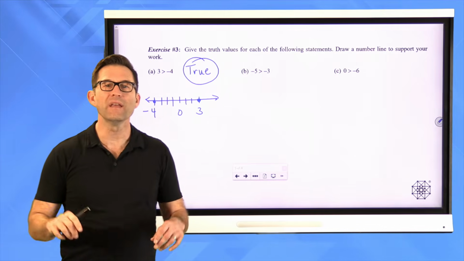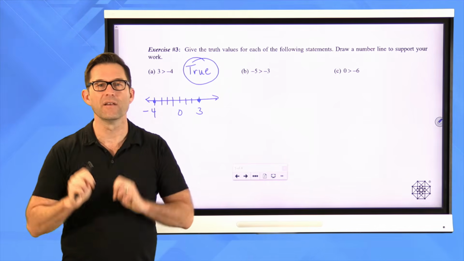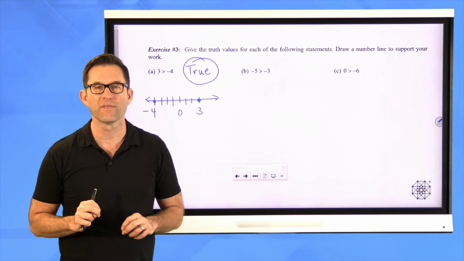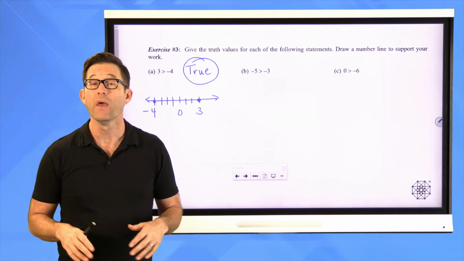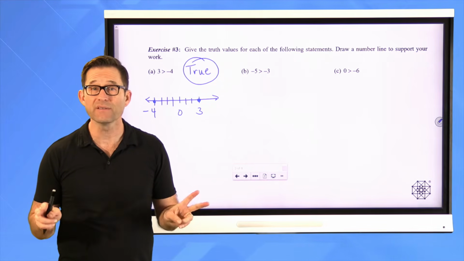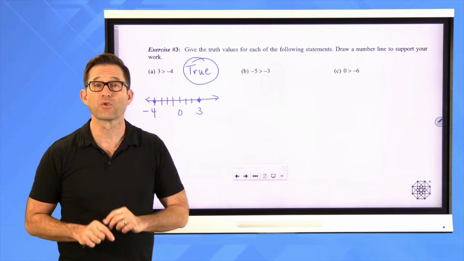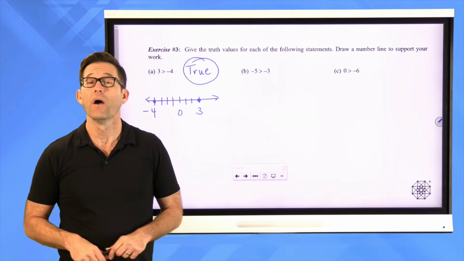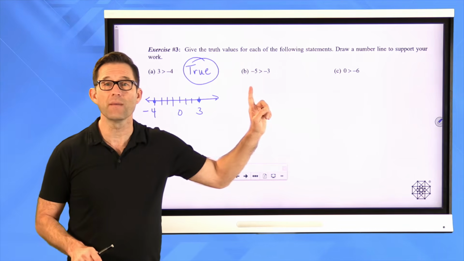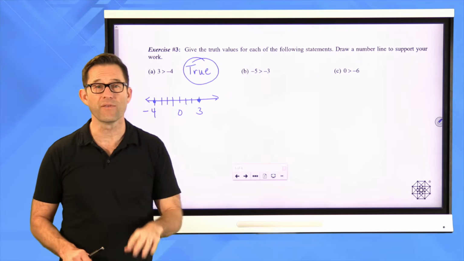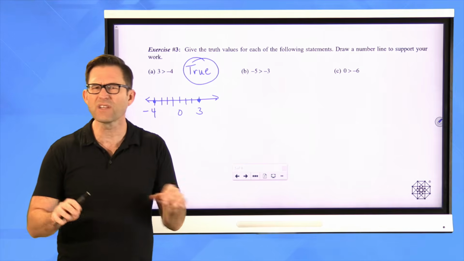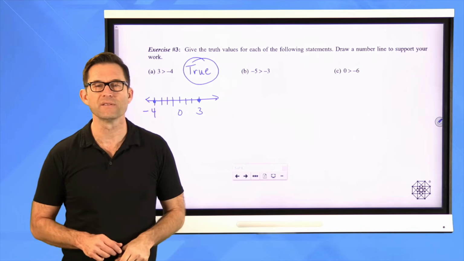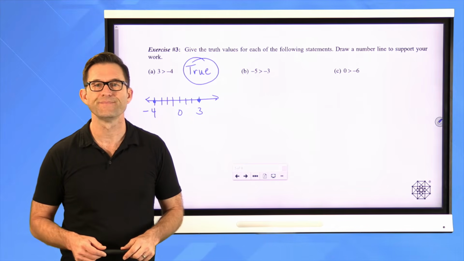Even though 3 is a smaller sized number than negative 4, that's what we call absolute value, we say 3 is greater than negative 4 because it lies to the right of it. All right, what I'd like you to do is do the same thing for letter B and letter C, figure out whether they're true or false, and sketch just a little number line. That should be easy enough. Pause the video now.